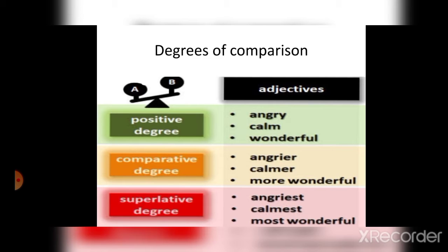Comparative degree. When the quality of 2 things is being compared, the adjective used is in the comparative degree. For example, angrier, calmer, more wonderful. Superlative degree. When the quality of more than 2 things is being compared, the adjective used is in the superlative degree. For example, angriest, calmest, most wonderful.